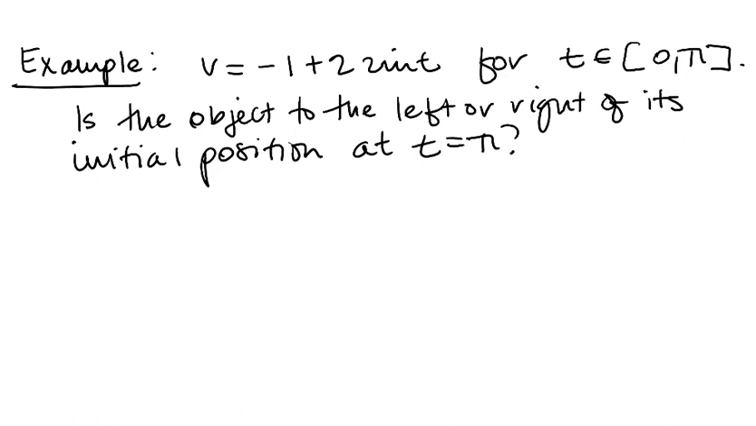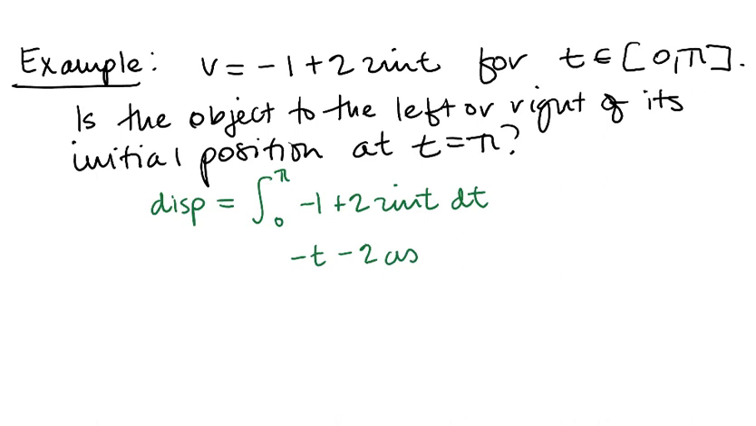And so displacement is going to be equal to the integral from 0 to pi of -1 plus 2 sine of t dt. We know how to do this. We're going to take an antiderivative, so that would be -t minus 2 cosine of t as t runs from 0 up to pi.